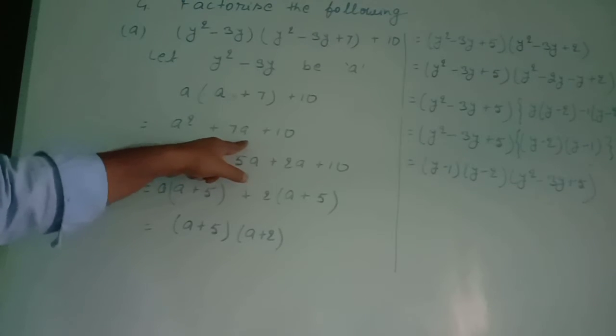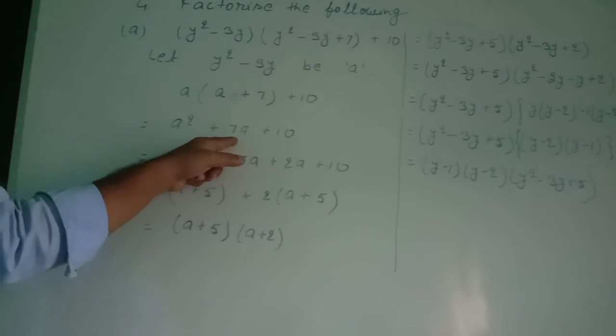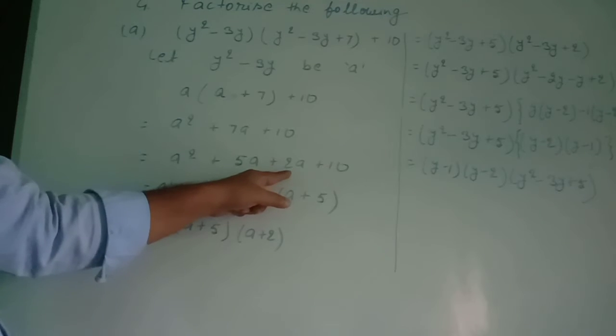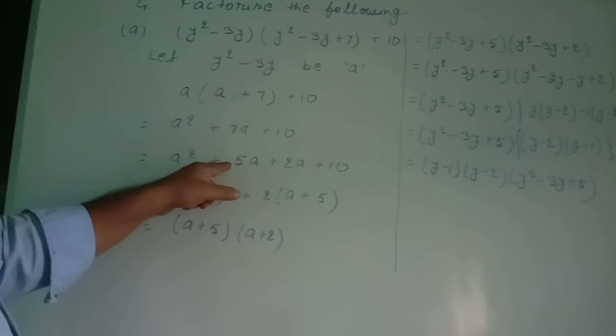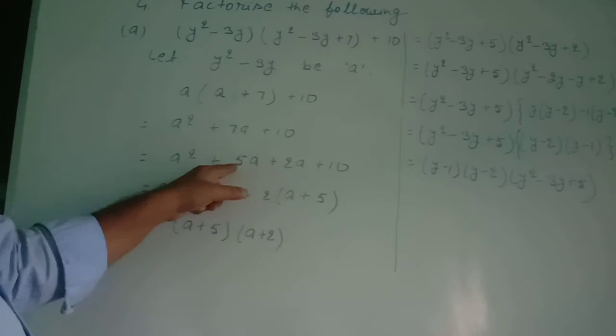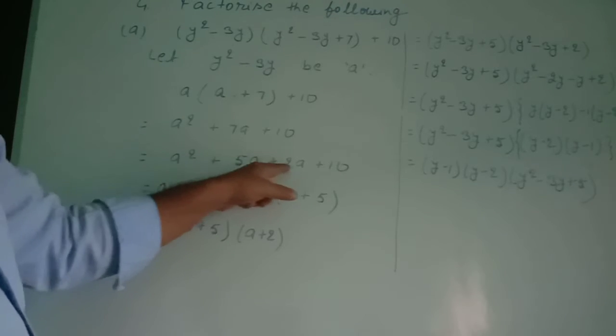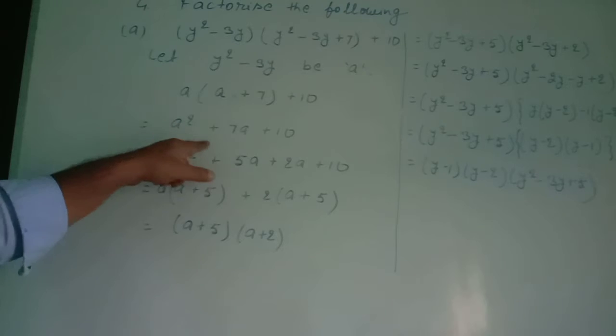Following the splitting of the middle term, 7a is split as 5a plus 2a. So this simplification became 7a, but the multiplication of the coefficients, 5 times 2, is 10. So I wrote this in this way.